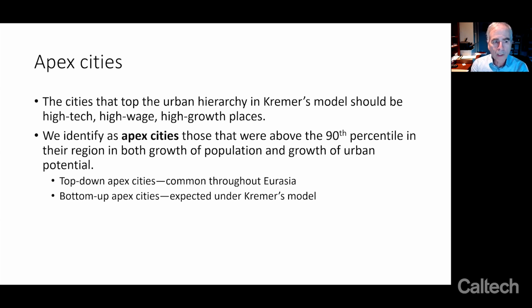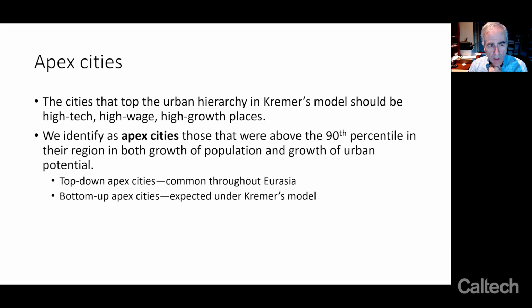So we use the growth part of that to try to find these cities initially. So we identify apex cities as those that are above the 90th percentile in their region in both their own growth rate and in the rate of growth of urban potential. So urban potential is the spatial lag of other cities' growth rates. And our criteria is just that you're a fast-growing city in a cluster of fast-growing cities, essentially.